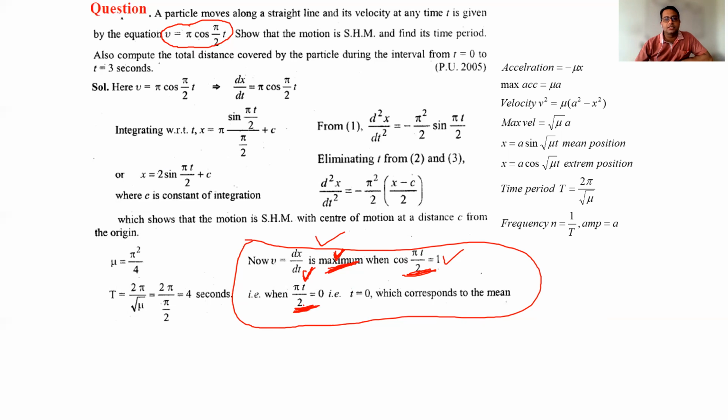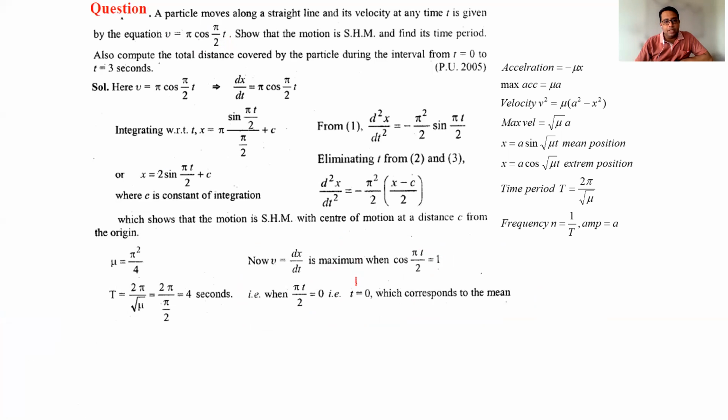When the angle is 0, theta is 0, pi t by 2 is 0, that means t equal to 0, which corresponds to the mean. So that means the particle has maximum velocity at time t equal to 0. The particle is at the mean position.